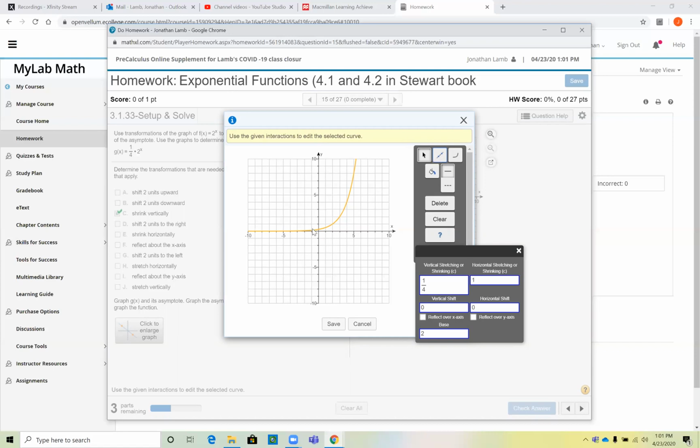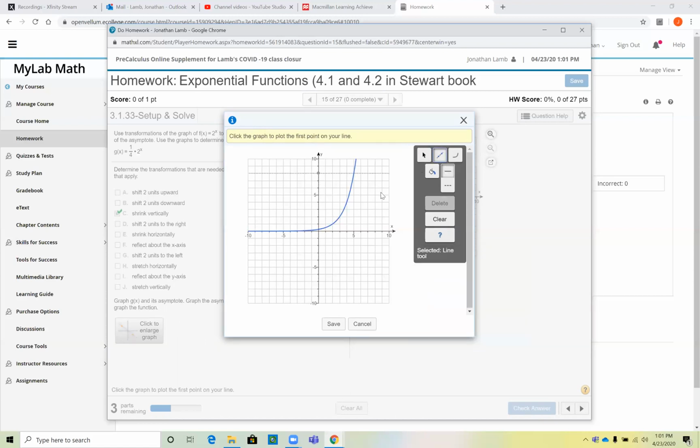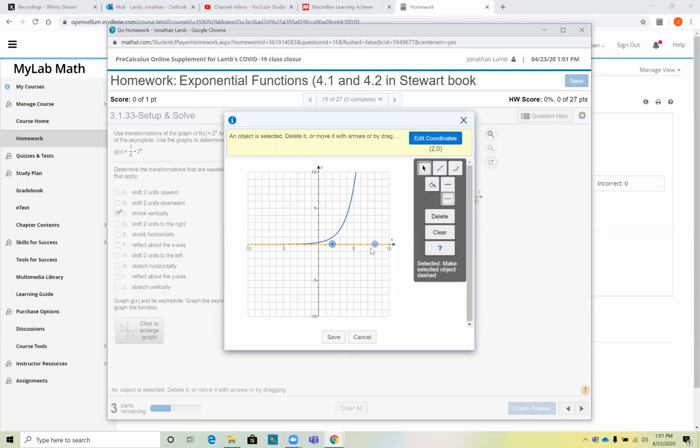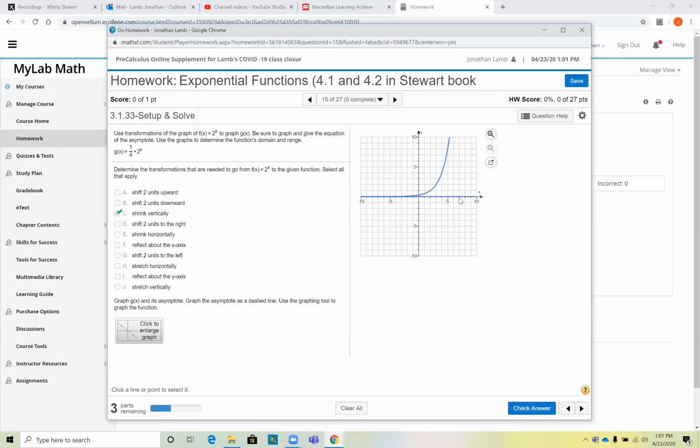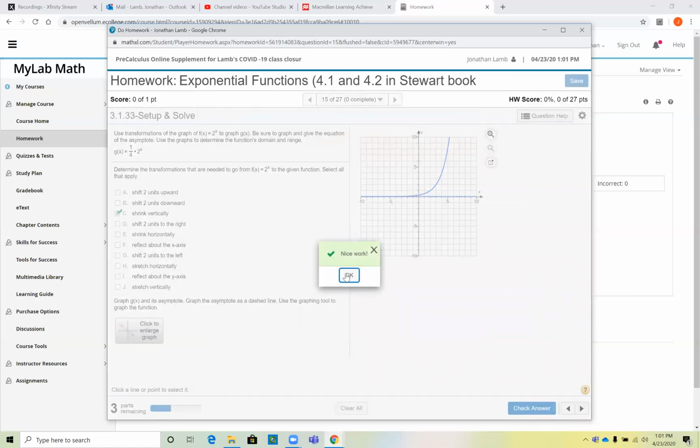Now that I choose the line tool, I'll just go to my x-axis because I know y equals 0, or the x-axis, is where my line should be. Activate that line tool. You just choose any 2 points on that x-axis and it should be fine. And now I need to make that line a dashed line because asymptotes should always be dashed. I'll say that line should be dashed. Now I'll save that, make sure it graphed it out correctly. You see the exponential function and my dashed asymptote. I'll check that answer. Nice work.